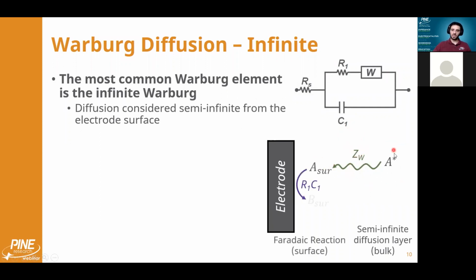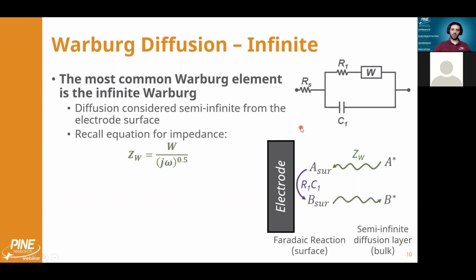Once the species reaches the surface, we'll abbreviate it as A at the surface, where the electrode can now interact and reach this species. And then we have our Randles sort of process, our charge transfer process. Let's say A goes to B and then B diffuses away. The impedance of this process and this circuit element is this expression here.